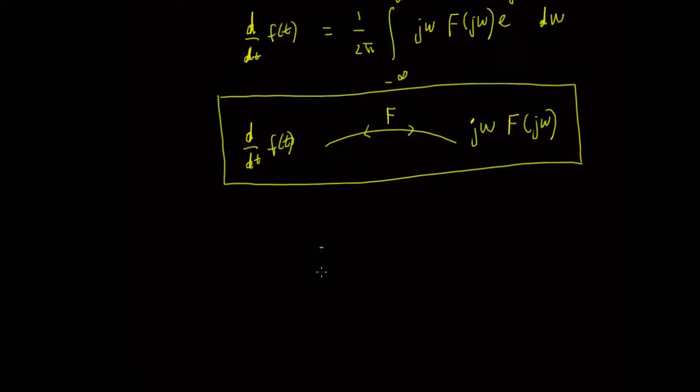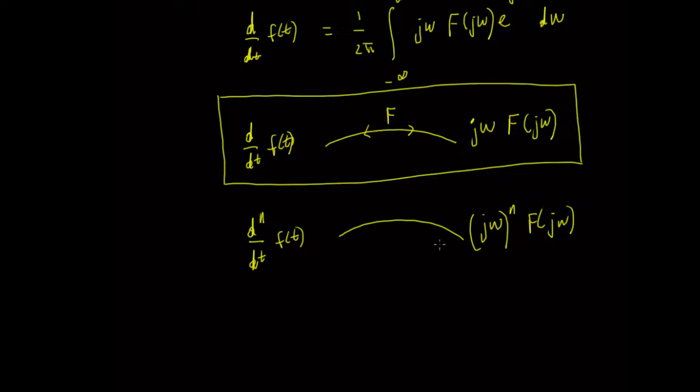So if we were to then look at d to the power of n by dt to the n, the nth derivative of a function of time, then for the Fourier transform we're just going to differentiate again and again, so you would have j omega squared, cubed, and so on. So you would have j omega to the power of n times F of j omega. So that's another little transform there.